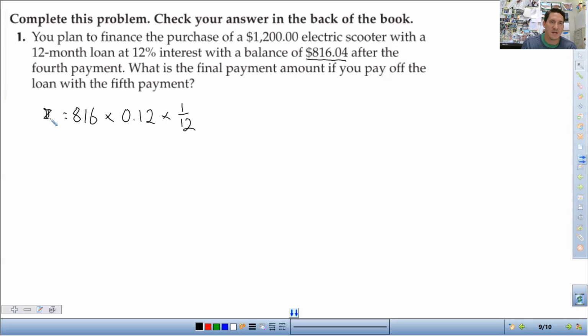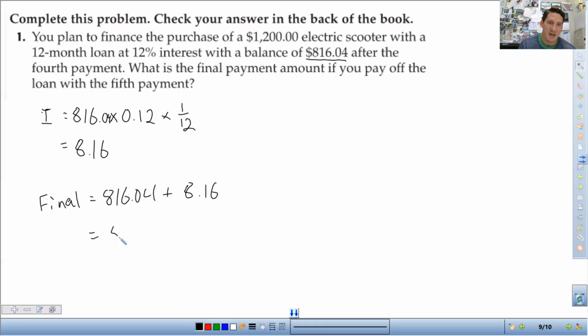So this is interest again. The interest comes out to $8.16. And so for the final payment, you just need to add in the amount owed, so $816.04 plus the interest, $8.16. So the final payment is going to be $824.20.